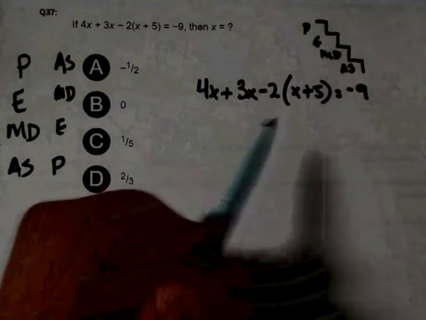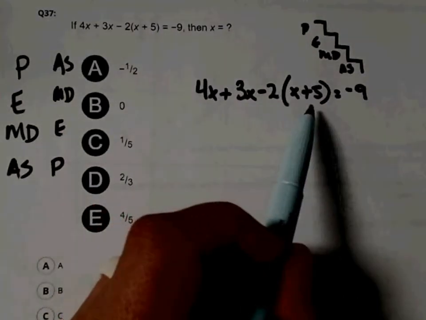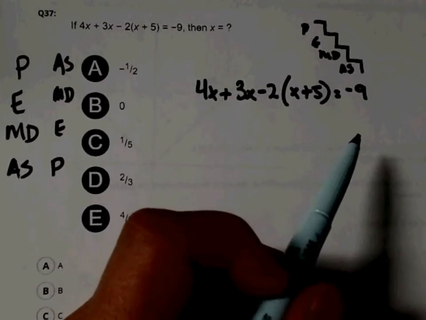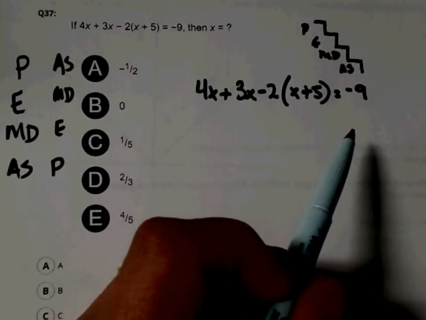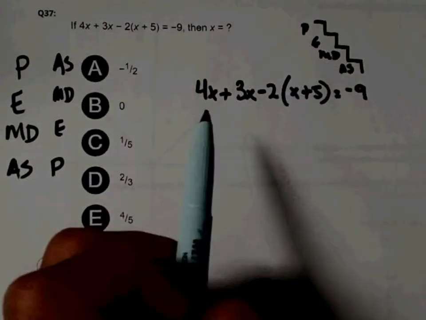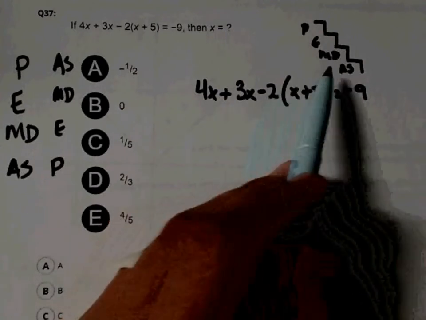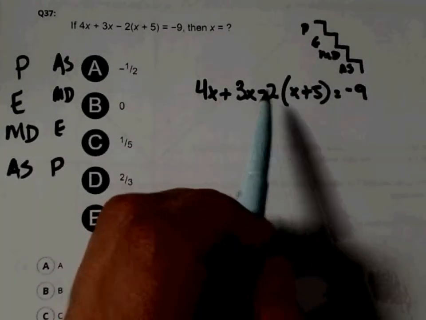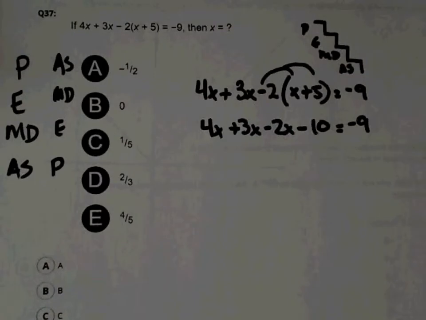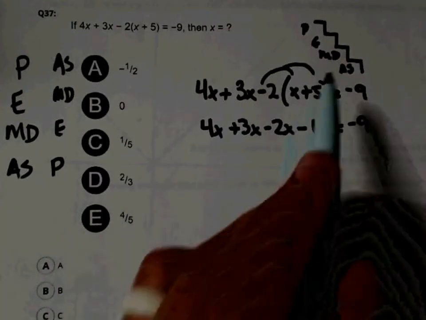So take care of our parentheses. Inside the parentheses right here, can I do anything? Okay, but I can't do anything inside of it yet, right? And so now I look for exponents. Any exponents? No. So now I can do my multiplication and division, and my multiplication is the distributive property. So my negative 2 is going to go to both things inside there. And so that's going to become negative 2x minus 10 equal to negative 9. Most common mistake here is that you don't take the negative with you. Okay? So now we move on down to adding and subtracting.